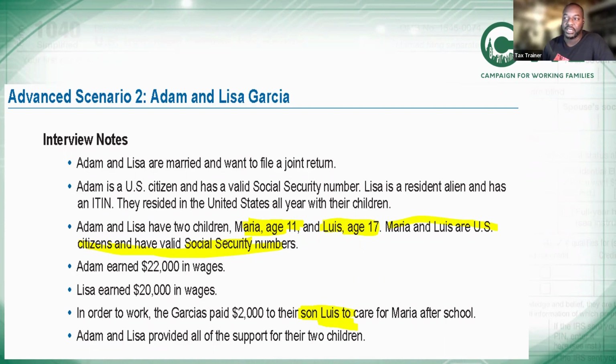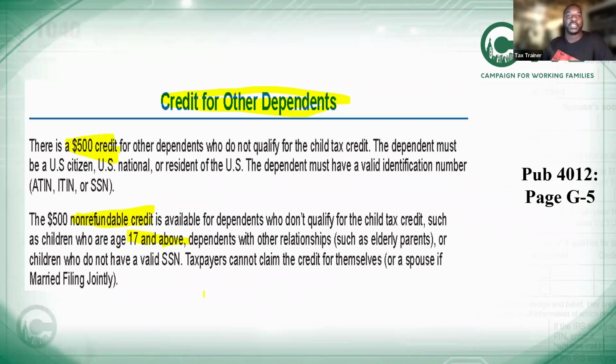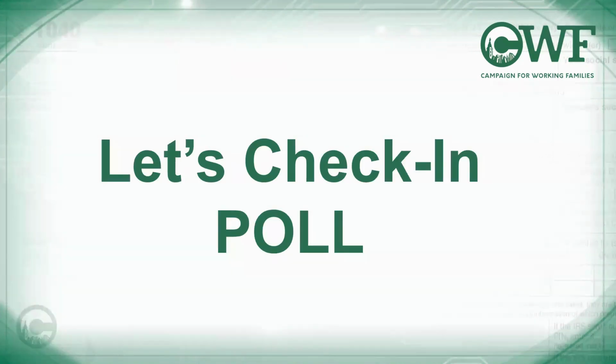We good? It said Adam and Lisa provided all the support for their 2 children. Yes, that was my fault. I wasn't thinking, and you did just go over that, and I wasn't. It's all good. So that was my fault. That's cool. I put true. We on the same page now, and I ain't mad at it. So that's cool. Let's move on to the next one.